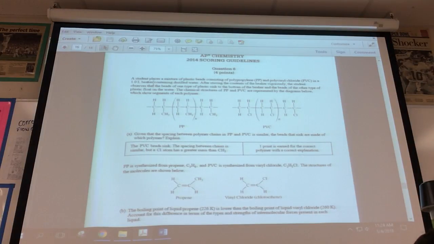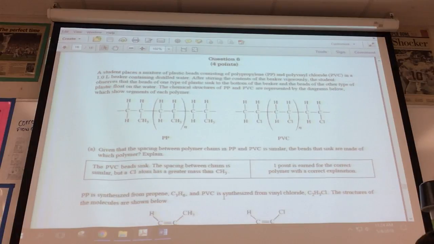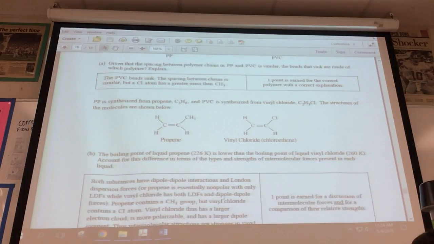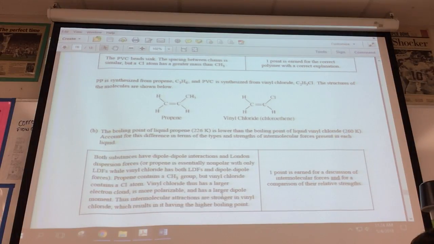Spot on right there, you had it. And then this one too. It says propylene. Yeah, but propene is essentially nonpolar with only LDFs is the better answer. I don't know why they said that. What do you mean essentially nonpolar? It is nonpolar. I agree with you. It's a bad write-up on the guidelines. It's essentially nonpolar. All right?